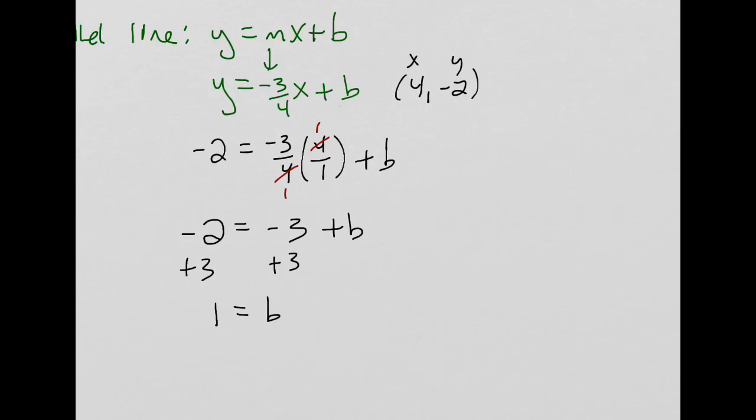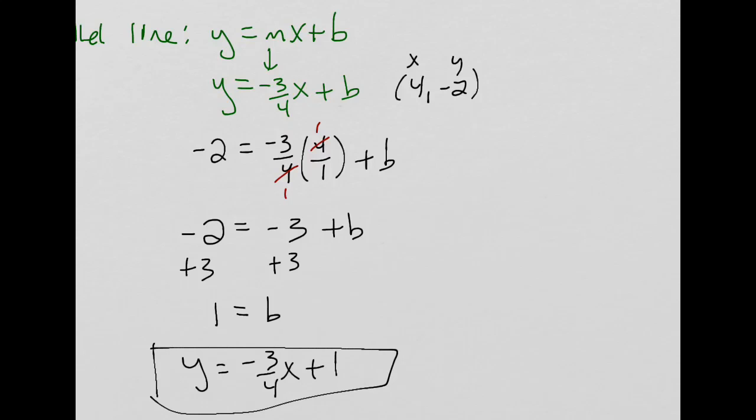So now if I take my equation, which was back here, I've already got my m plugged in. I'm just going to plug my b value in, and I'm all done. So my final equation is y equals negative 3/4 x plus 1.